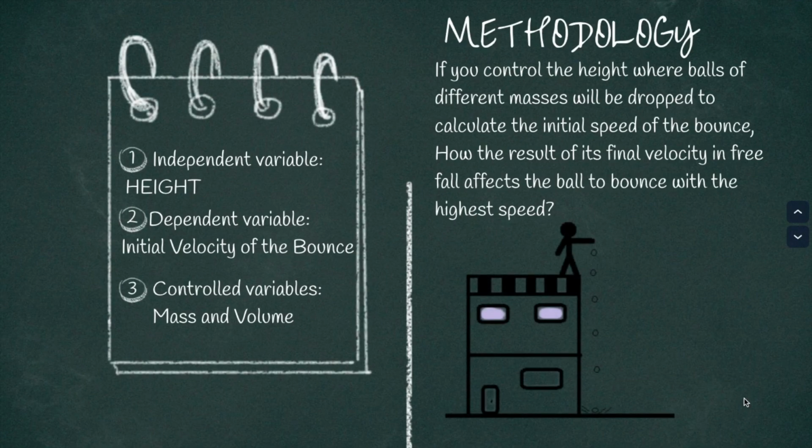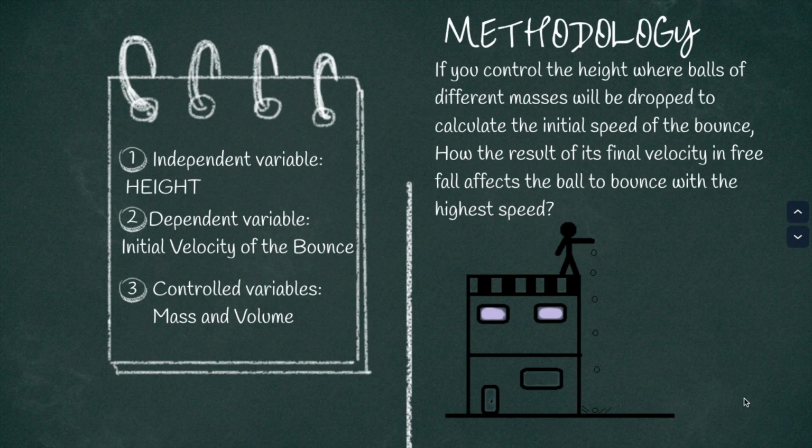The independent variable is height, which is measured in meters, and is independent because it is data that the user can control by dropping the object from the height they want. The dependent variable is the initial velocity of the bounce, because it depends on the final velocity, which also depends on the weight and height, so both are dependent variables for the same reason. The control variables are mass and volume.